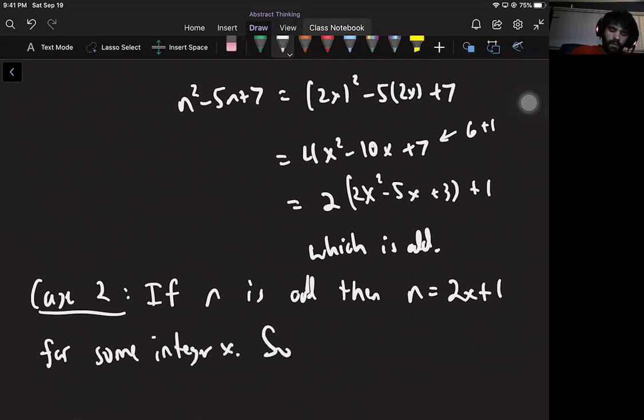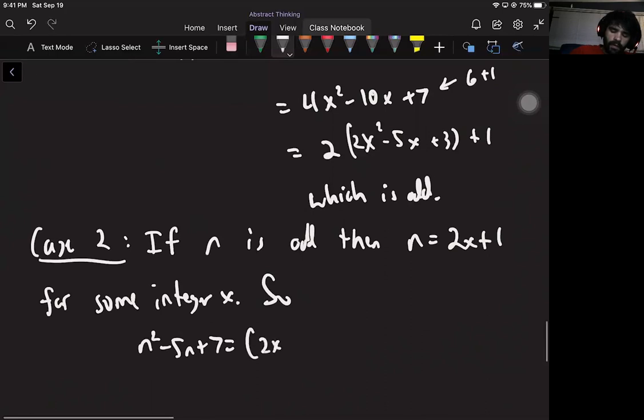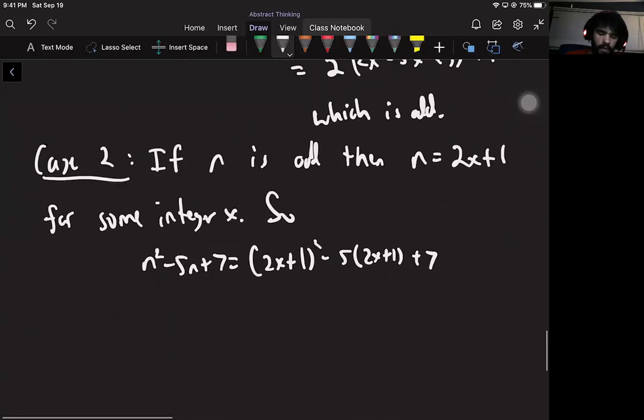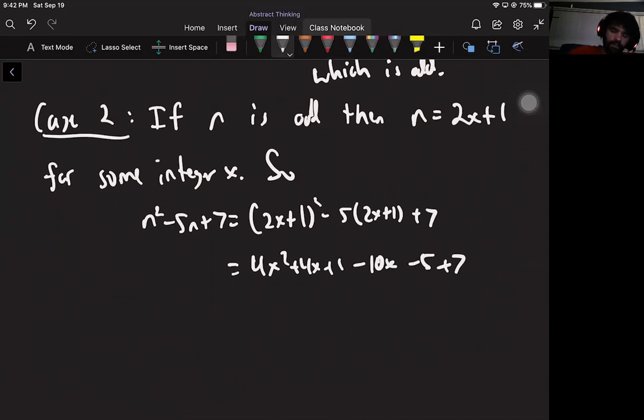So now I just do the same thing. n squared minus 5n plus 7 is going to just look a little bit different: (2x plus 1) squared minus 5 times (2x plus 1). Now you just use some magic algebra. 4x squared plus 4x plus 1 minus 10x minus 5 plus 7. Hopefully this is odd. It should be.